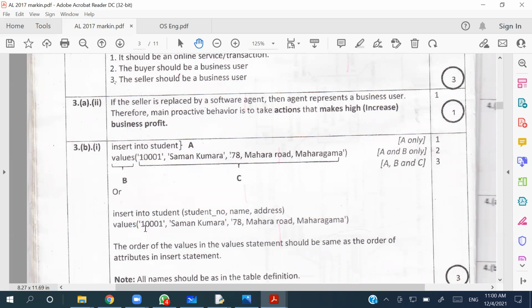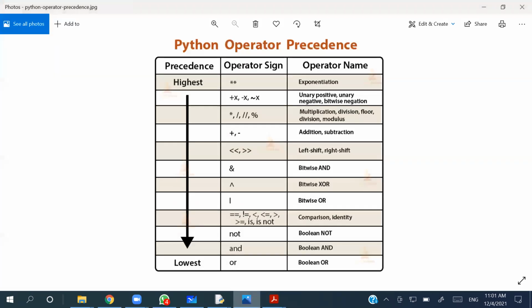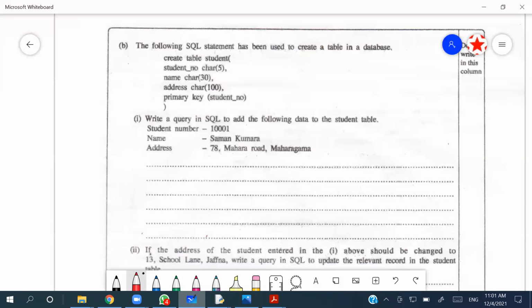1001 should be within inverted commas. Saman Kumar should be in inverted commas. The address, the total address, should be in between inverted commas. So you are going to use single quotes. And why are all the things going to be single quotes? It is because they have said student number is Char, name is Char, and address is Char. So all three columns represent a data type which belongs to Char. Char is a character type. So you must have single quotes for the data that you are going to write.